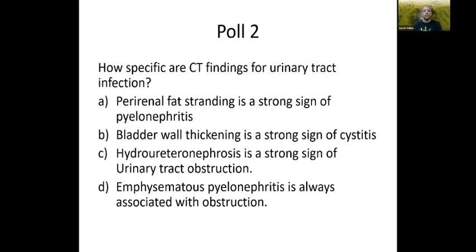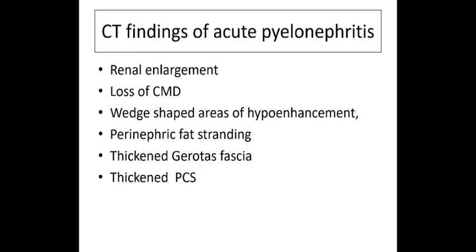Yeah, I totally agree with you on that. Jithin, you can show us what other CT findings you find in urinary infections. Yeah. So let us go into the CT findings of acute pyelonephritis. Most usually what you see is an enlargement of the kidney with the loss of corticomedullary differentiation, as well as wedge-shaped areas of hypo-enhancement. Perinephric fat stranding may be relevant in a clinical context, especially if there are other features of infection, though it may be seen in other conditions also. And then you may have thickening of the Gerota's fascia and a thickened and dilated pelvicalyceal system. These are some of the findings which we see in acute pyelonephritis.